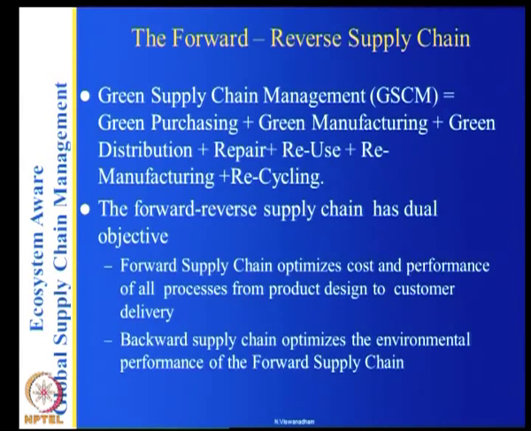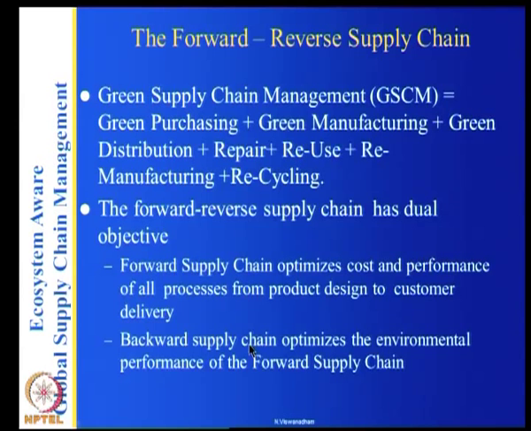And if you are using some electric power, the backward supply chain looks at how to make that power green. If you are using coal-fired plants, how can you use solar power, or can you use windmills? How do you actually manage the power supplies to be green? So there are various issues connected with the green issues, and all that becomes a responsibility of the backward supply chain.